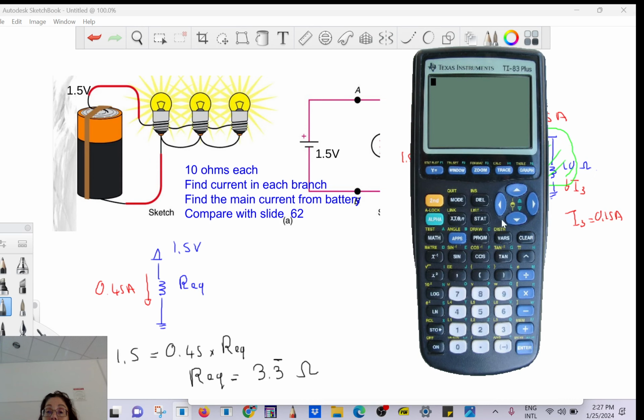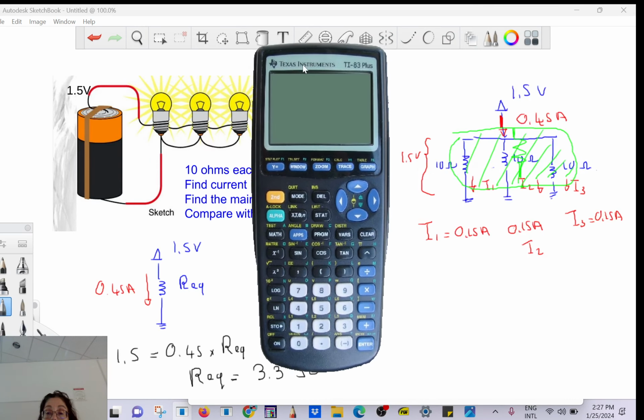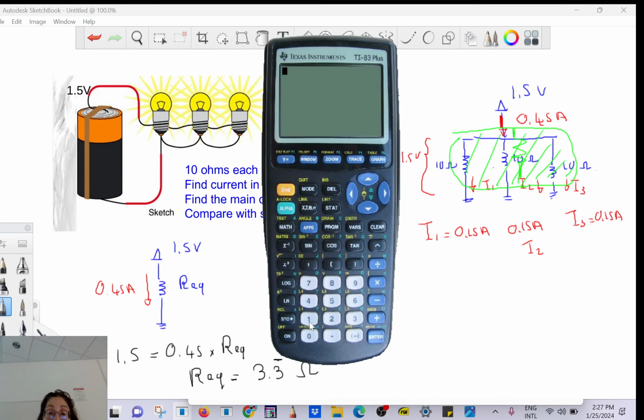So let's use our TI to check if that makes sense. This is a circuit in parallel, right? So let's take each load. You have 10 to the minus 1, plus 10 to the minus 1, plus 10 to the minus 1. That's going to be 0.3. And you take the reciprocal, and you get 3.333. Do you see how it works?